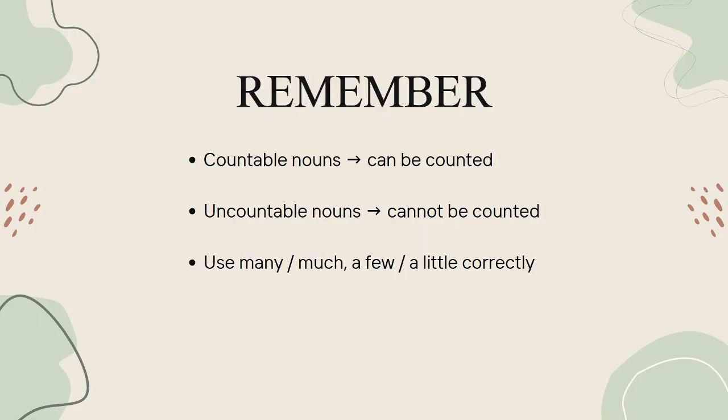Finally, to remember: countable nouns can be counted, and uncountable nouns cannot be counted. Use many, much, a few, a little correctly. So taking note of these tips will make your English more accurate and natural.